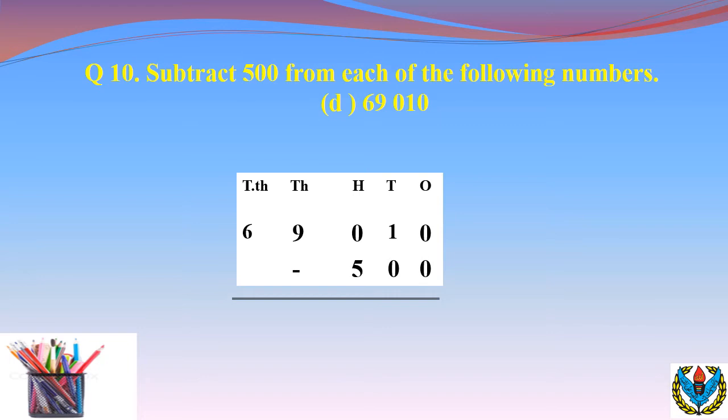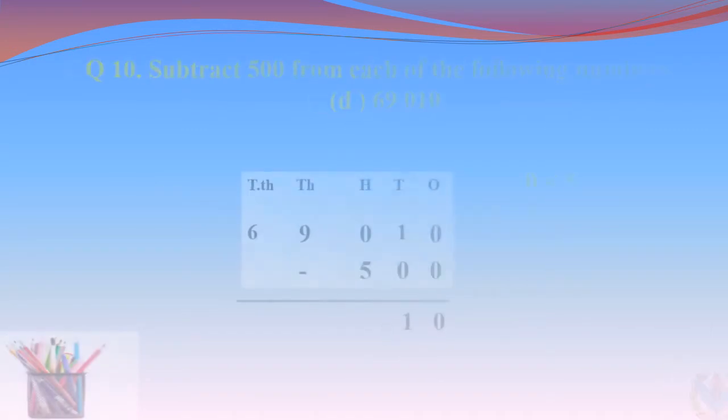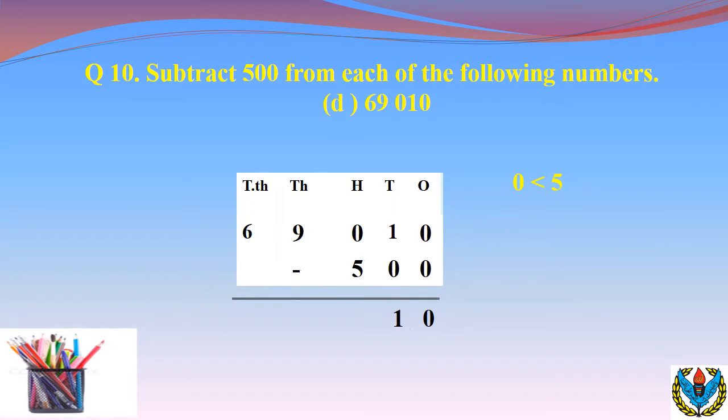Now we will start our subtraction from the ones column. Look at the digits. 0 minus 0 is equal to 0, which will be written in ones column. Next we move to the tens column. 1 minus 0 is equal to 1 and the answer will be written in tens column. Now look at the digits in the hundreds column. These are 0 and 5.